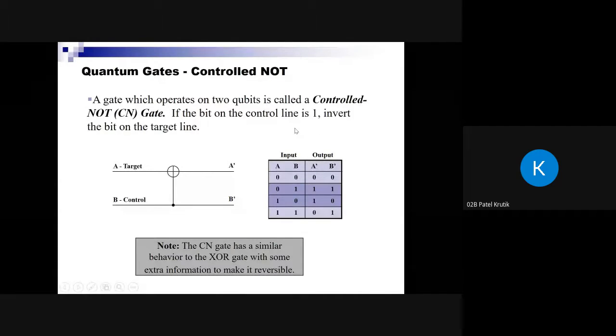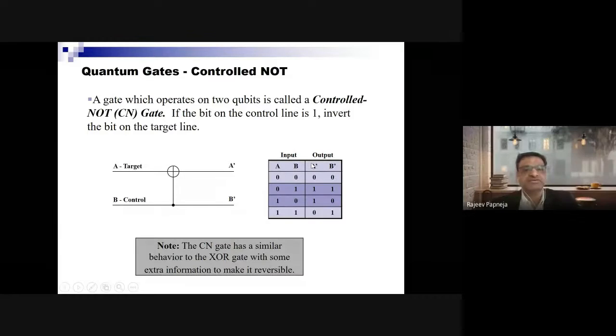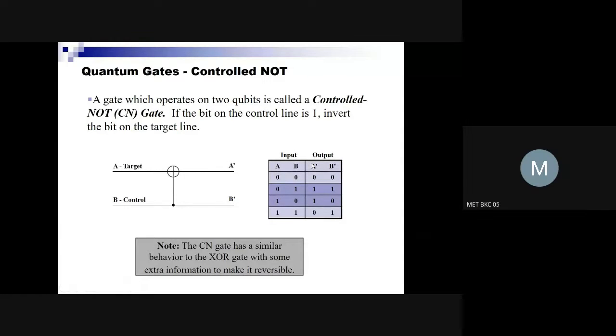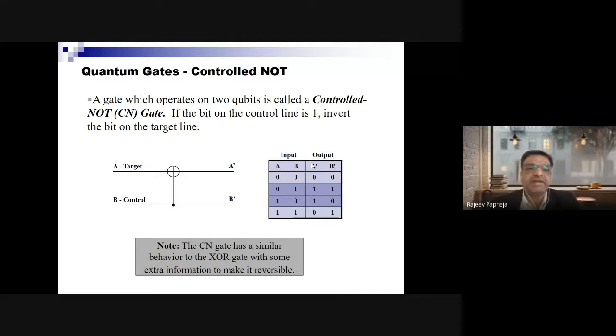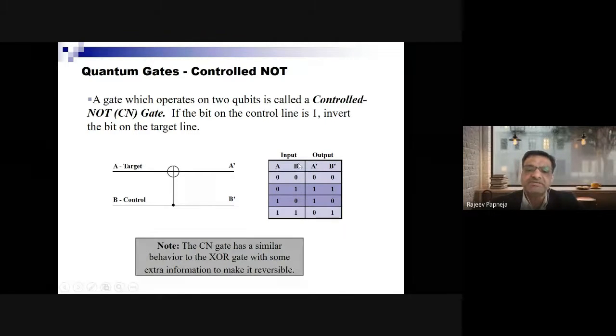Yes, sir. Okay. So I'll just go through the screen again. A controlled NOT gate is one which operates on 2 qubits, and if the control bit is 1, then the other bit changes or flips itself from 0 to 1 or 1 to 0.